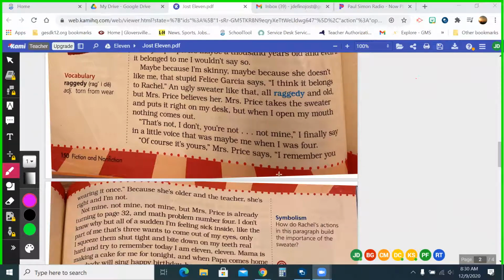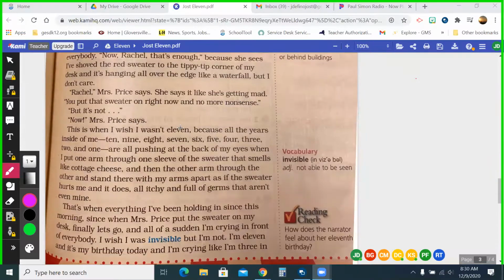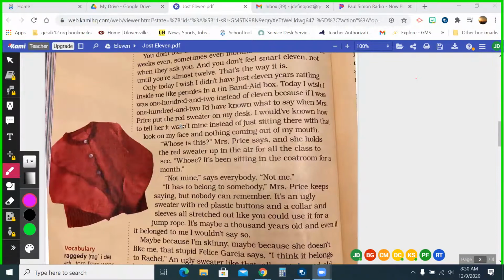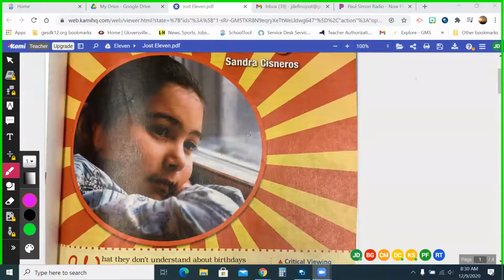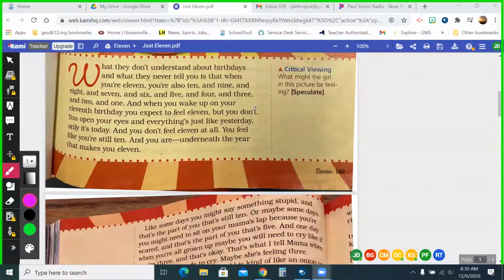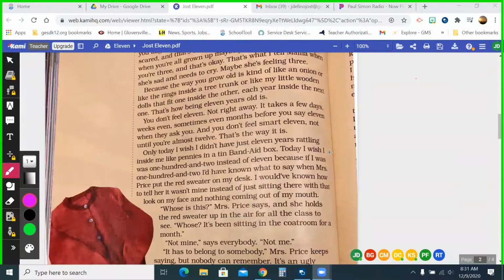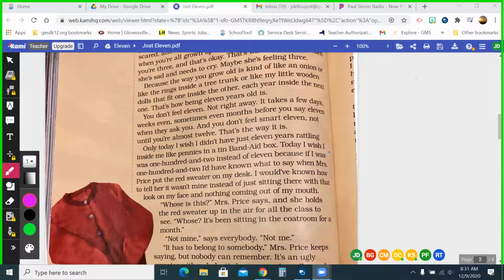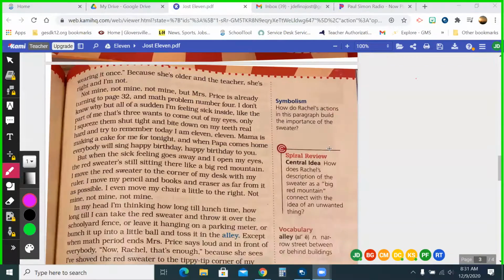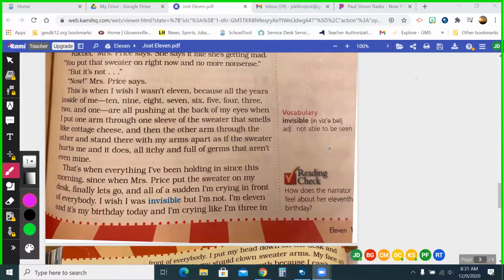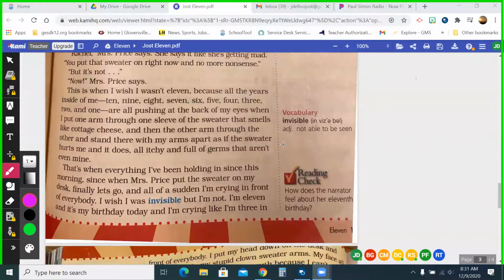Anybody have any ideas about where in the text it tells us or shows us that the red sweater symbolizes her unhappiness? Bella, what's your idea? What page are you on? I am on page, well, the first page with the picture is 149, so like the third page down. So page 150 is the one with the sweater on it. The next page? Yes. Okay, where on this page? Bottom of the page.